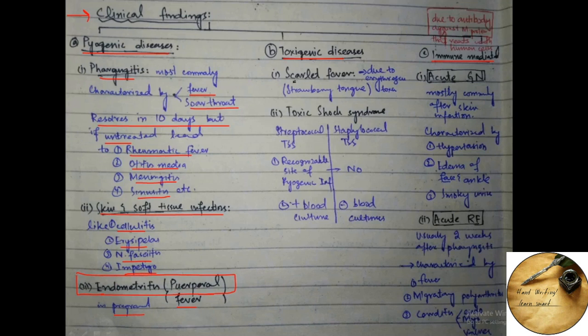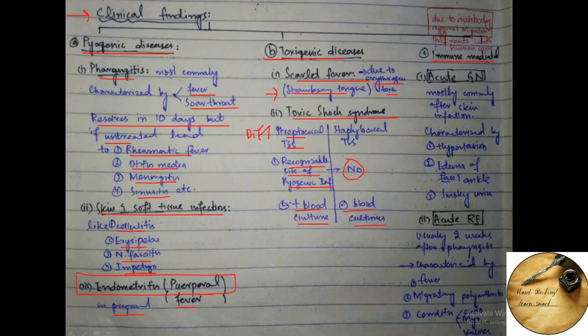The toxigenic diseases include scarlet fever, which is due to the erythrogenic toxin and is characterized mainly by strawberry tongue. The second one is toxic shock syndrome. The difference between staphylococcal and streptococcal toxic shock syndrome is that the streptococcal toxic shock syndrome has a recognizable site of pyogenic inflammation and staphylococcal has no such site. The second difference is that the blood culture is positive in streptococcal and negative in staphylococcal.